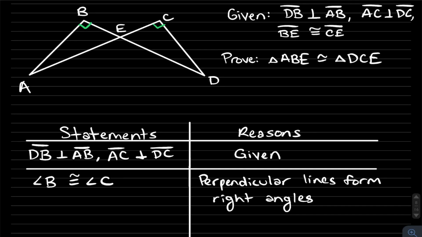Okay, that's what I would say. Because now that you have the perpendicular lines form right angles, the right angles are congruent to each other, therefore these angles are congruent. Okay, so that's a great start.